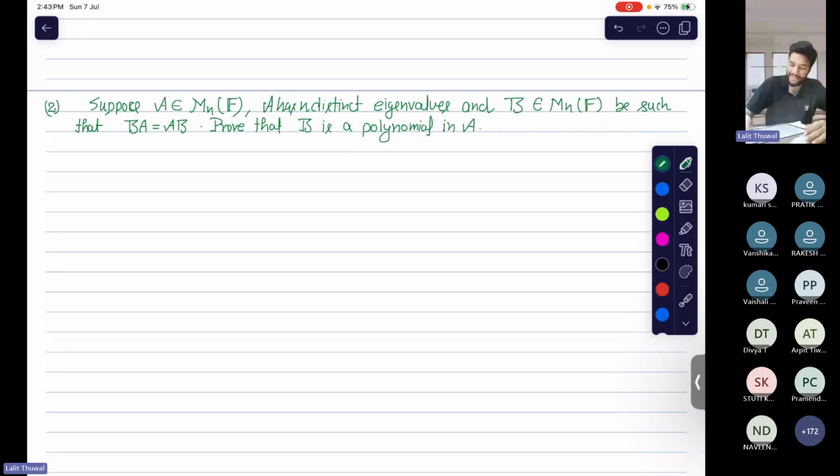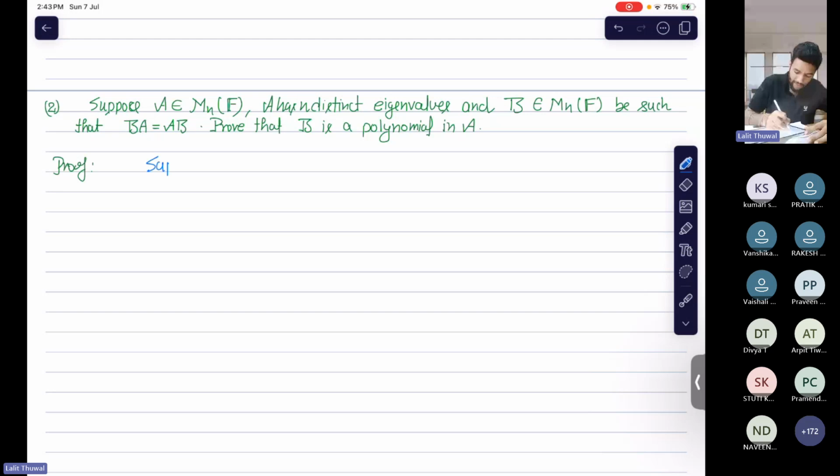Yeah, let's solve it. Proof. So how do we prove? What we have given, let me first suppose that lambda 1, lambda 2, ..., lambda n are the eigenvalues of A, n distinct eigenvalues. Okay. So you have given that B is a matrix which commutes with A.